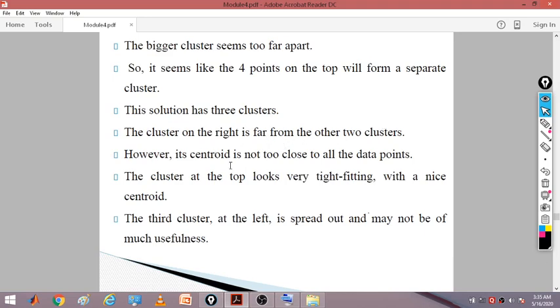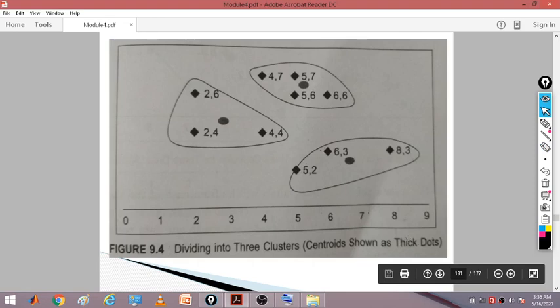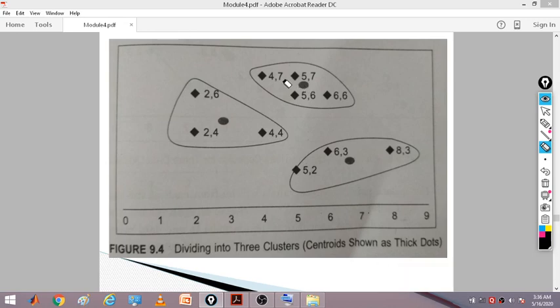Now when we divide, one more centroid will come. Our centroid is not too close to all the data points in the upper cluster, so you need to form a new cluster, and that is how the third cluster is formed. You can see these points. Again, find a centroid by taking the average of x and y values, and you get a new centroid. A new cluster is formed here, and here also a new cluster is formed.